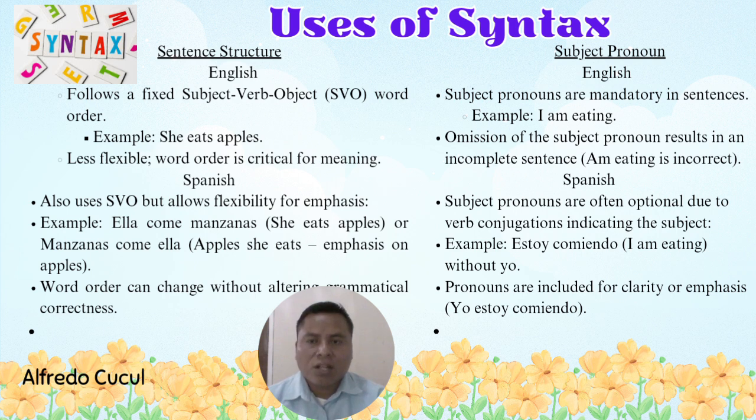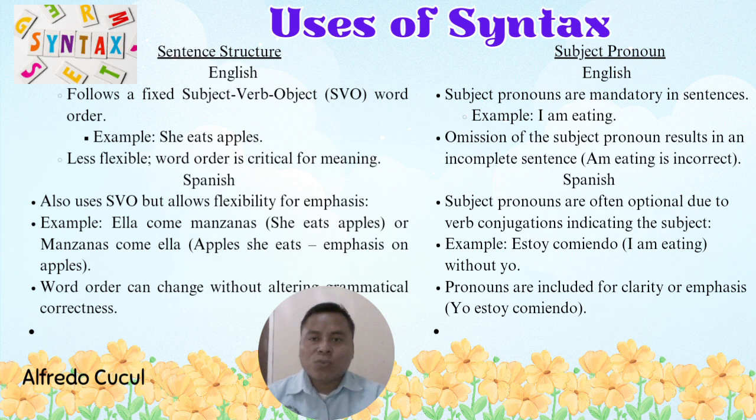For example, while English strictly follows a subject-verb-object order for clarity, Spanish allows more flexibility for emphasis. This awareness enables learners to navigate and appreciate linguistic diversity, improving their overall language proficiency and communication skills.